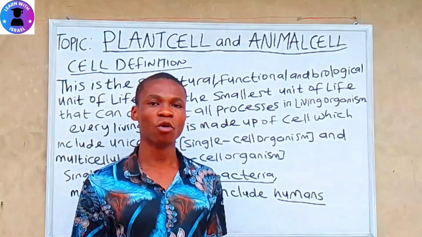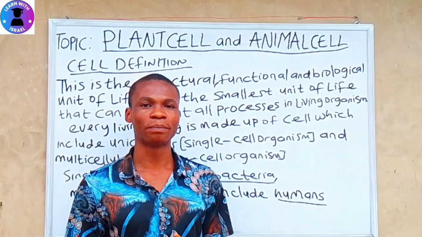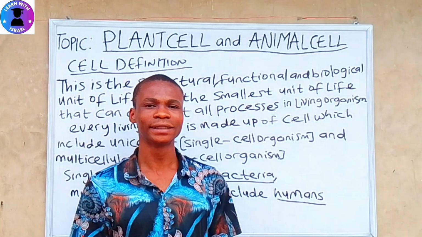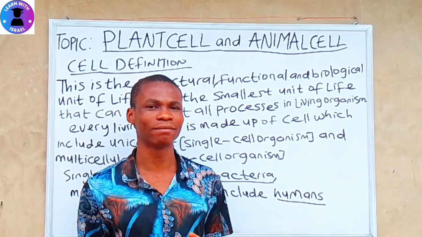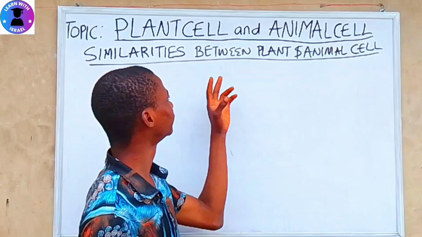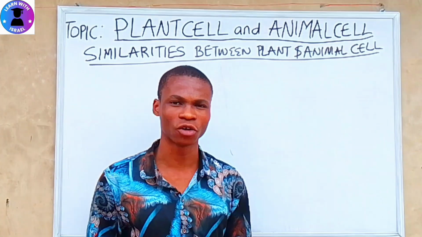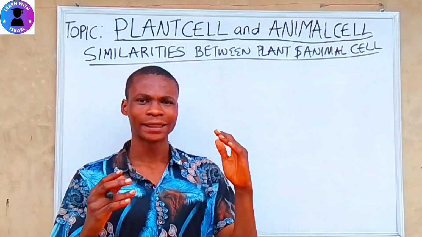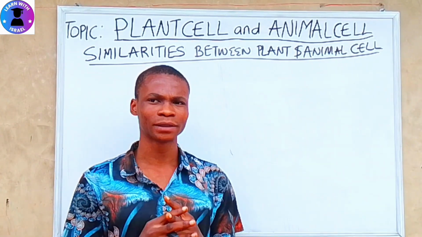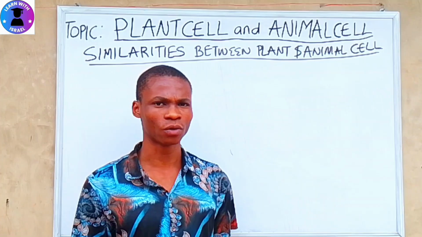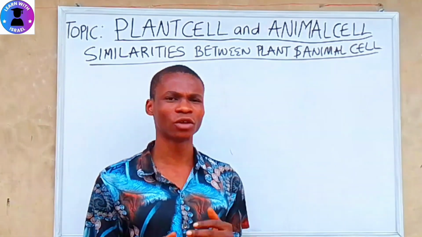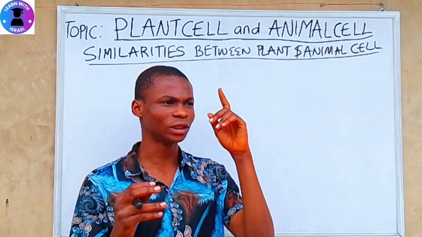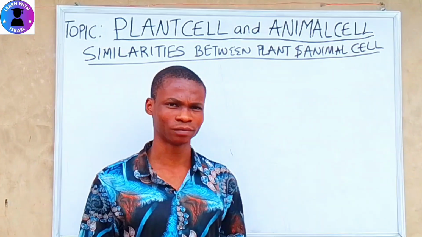So now we'll be moving to the next subtopic, which is the similarities between plant cell and animal cell. So let's continue. So guys, now we'll be treating the similarities between plant and animal cell. But before we dive into it, cell consists of two types based on the classification of structure, which include the plant cell and the animal cell.